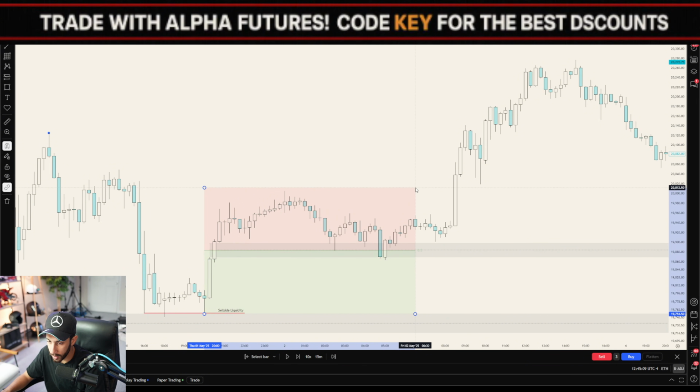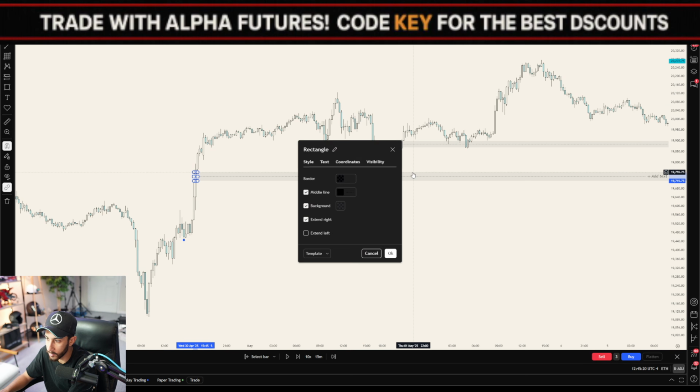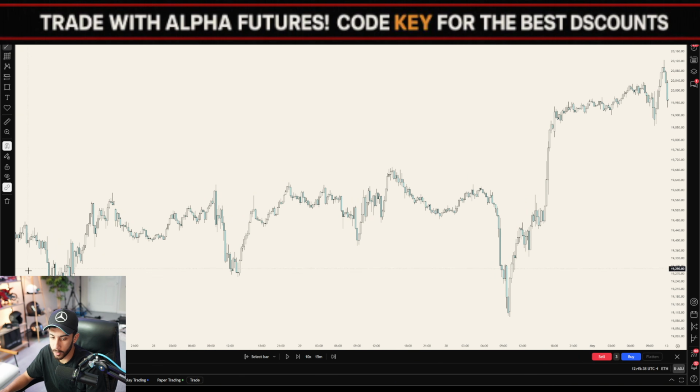And what does price do? It comes down right into that 50% level, fully fills this fair value gap, right? And then immediate bounce to the upside and breaks the highs. Okay. So this is fair value gaps for you. Now let's go into order blocks, right?